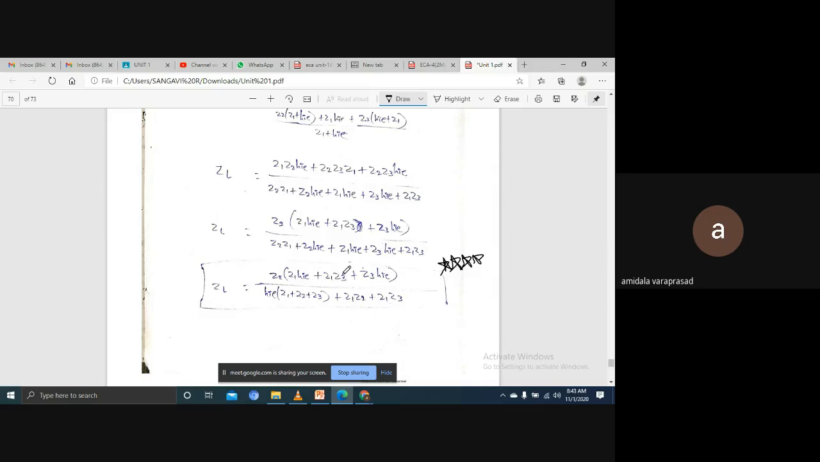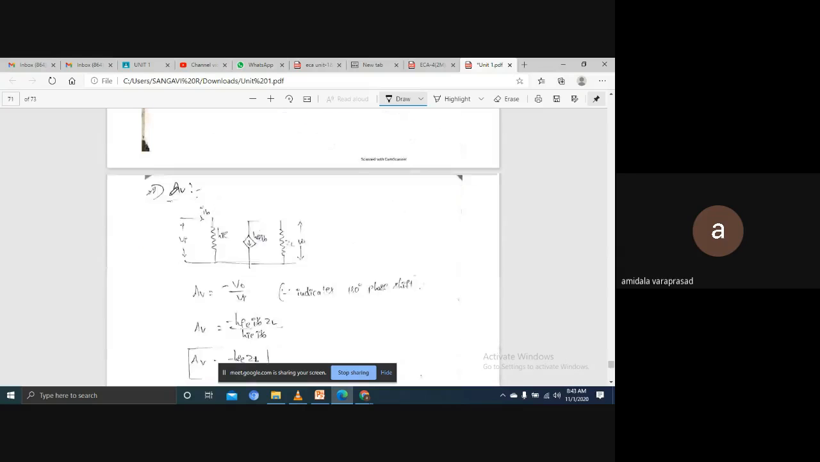After that, I need to find out the open loop gain. Open loop gain means without feedback. I didn't apply any feedback. AV is the open loop gain. Because the minus here indicates the CE amplifier has a 180 degree phase shift, the output consists of minus. That's why AV is equal to minus of V naught by VI.